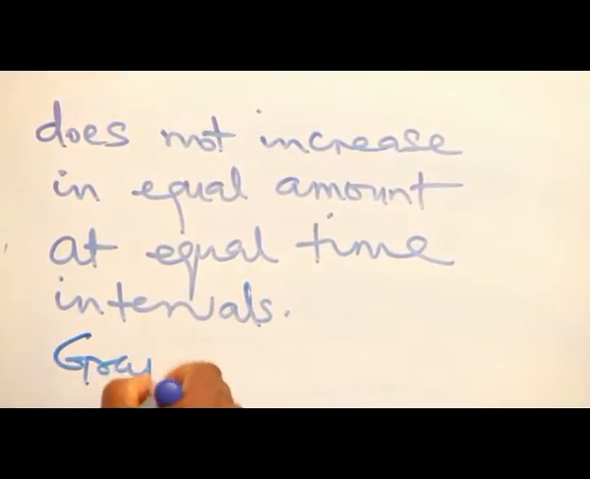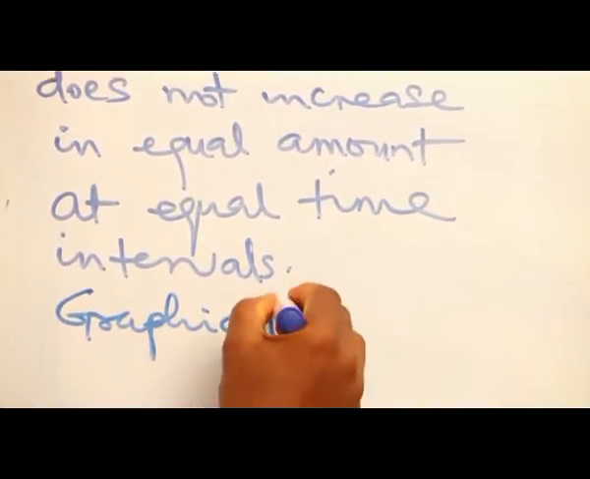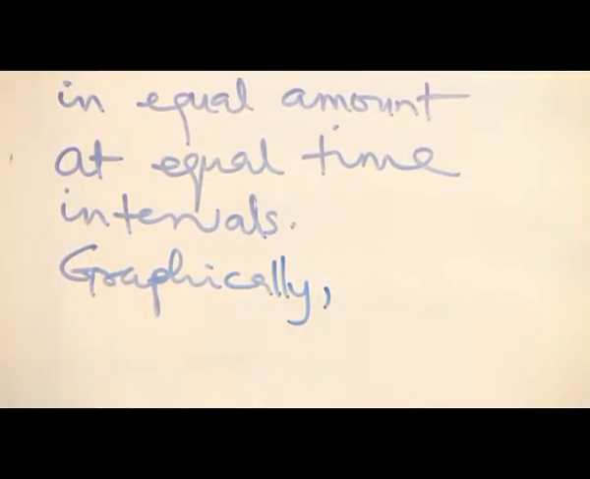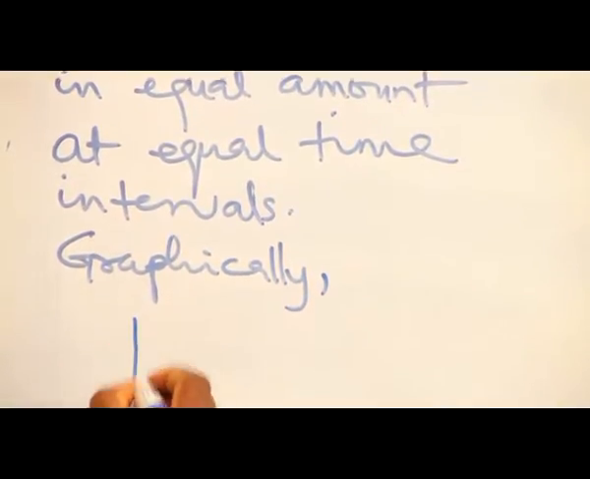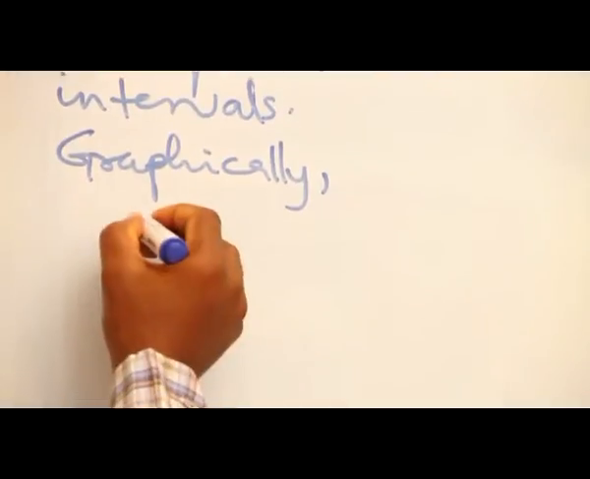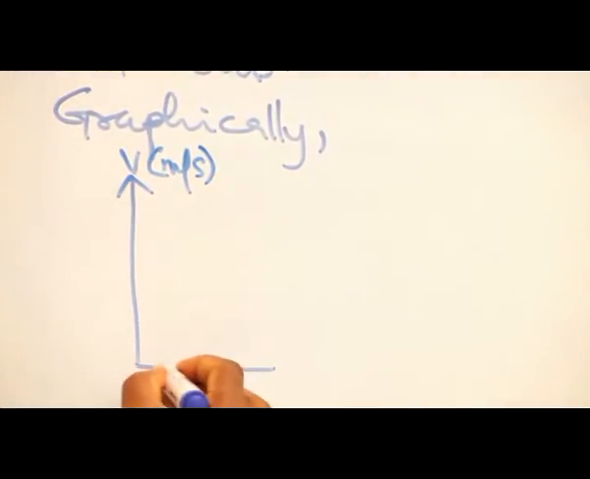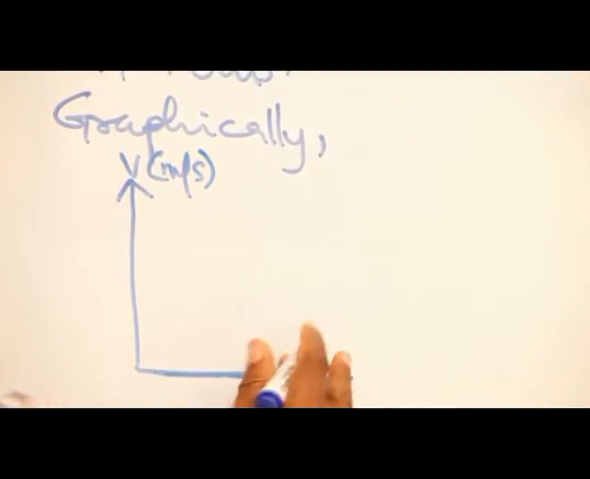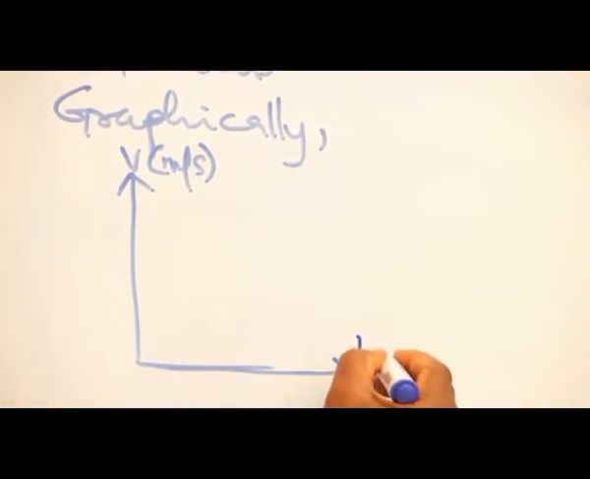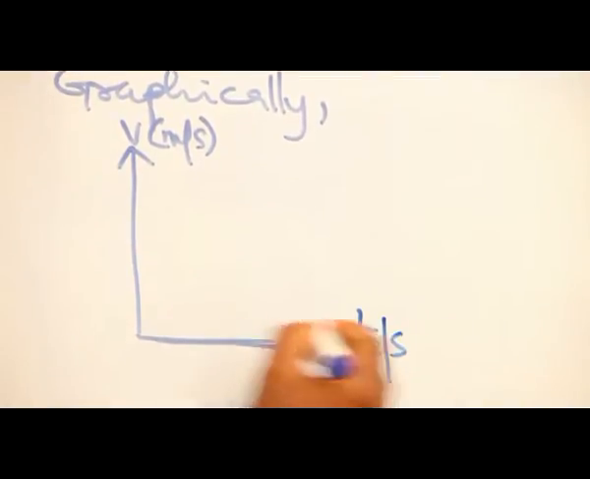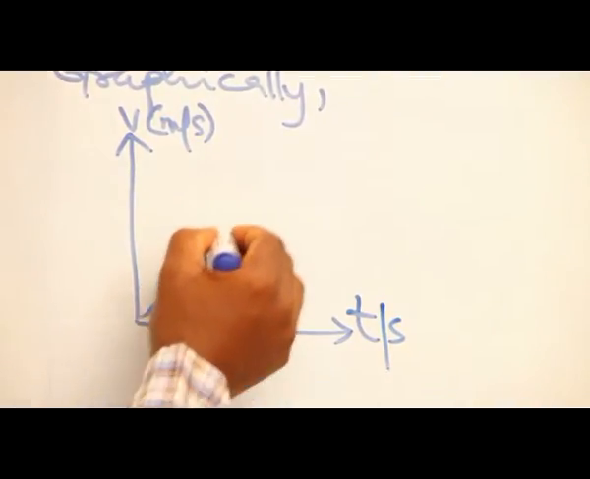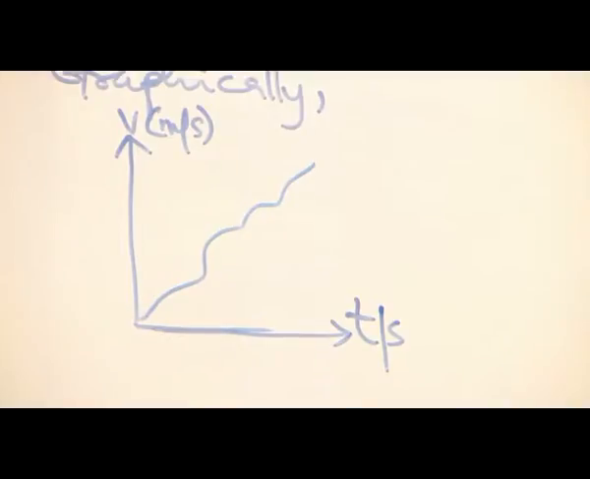Graphically, we can represent non-uniform acceleration as follows. We have velocity in meter per second on the vertical axis. This is velocity time graph. We have time in seconds. The velocity is increasing, but not uniformly.